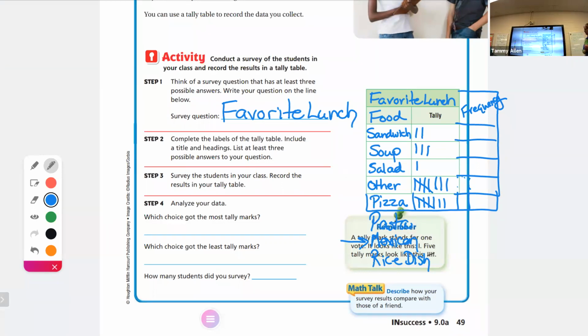Okay? Now, when we analyze our data, instead of just looking at tally marks, we're going to go over here with our frequency so that we can easily look at how often it occurred. We're going to look at the actual frequency with which it occurred rather than always going back and recounting our tally marks. Does that make sense? Okay? And then we look at what got the most, the least. How many students did you survey? 27. Okay?